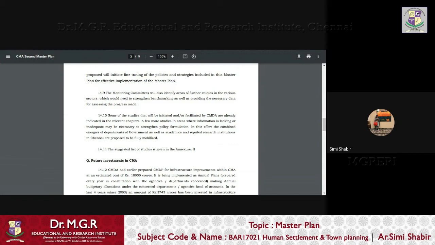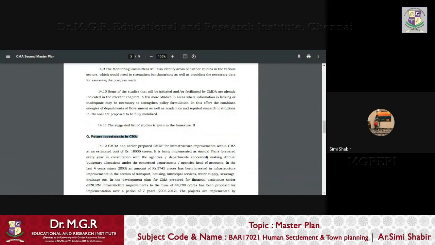So there was a list that was drawn up as to what should be the studies that should be undertaken to end up in a successful policy formulation. So the first one being the future investments in CMA. CMDA had earlier prepared a CMDP, that is the development plan for infrastructure improvements within CMA at an estimated cost to the tune of rupees 18,000 crores.